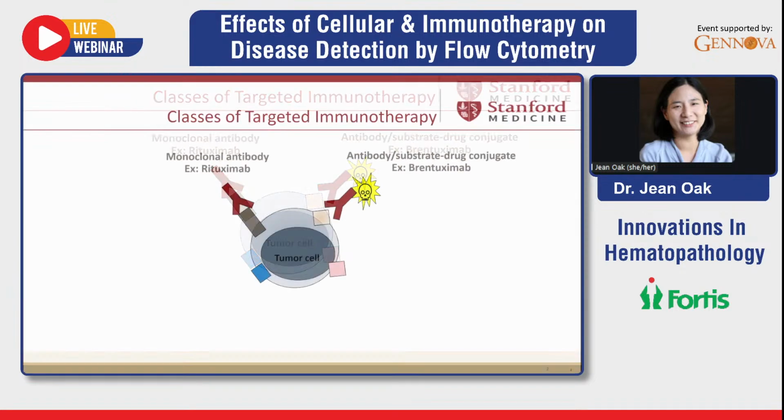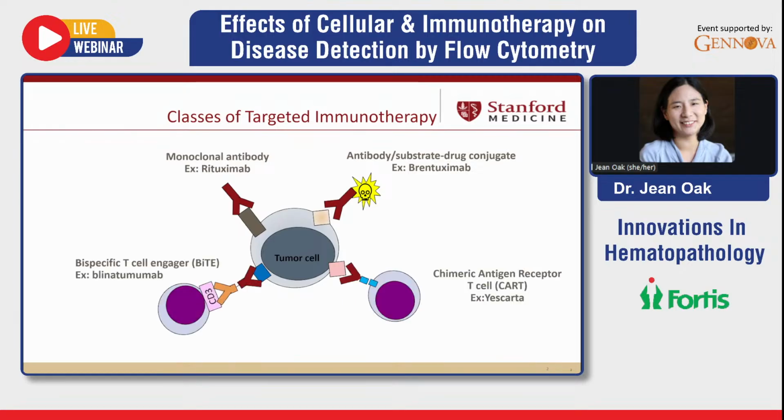In more recent years, we've seen agents that mimic cellular immunotherapy, such as bispecific T-cell engagers, such as blinatumomab, which activate and direct T cells to the target antigens, or CAR T cells, which have engineered T cell receptors that target the protein of interest along with some co-stimulatory receptors as well.